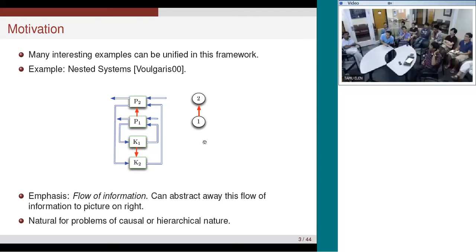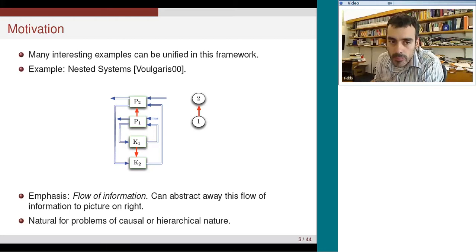Question here. So when you say 1 or 2, so you combine P1, K1 into 1 and P2, K2 into 2. Is that right? Yeah. So in here, the way that I go from the figure on the left to the one on the right is by combining, if you want, P1 and K1 and P2 and K2, and then you will have exactly this interaction. Yes.